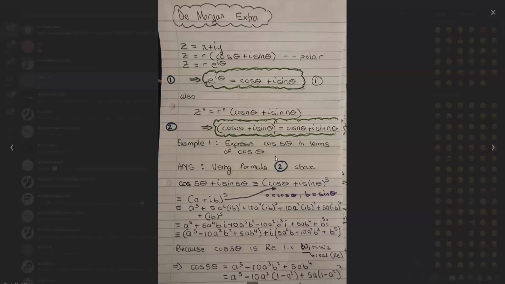Express cos 5 theta in terms of cos theta. Can you see the page? Yes. Express cos 5 theta in terms of cosine theta.